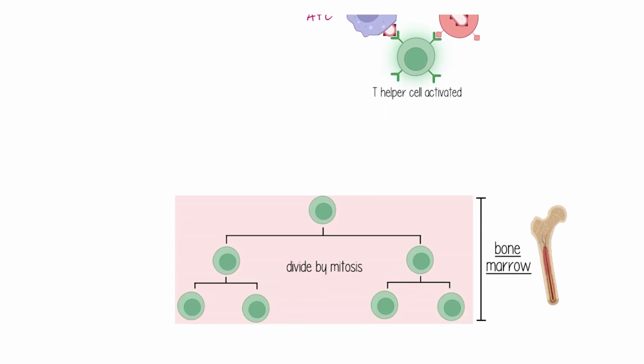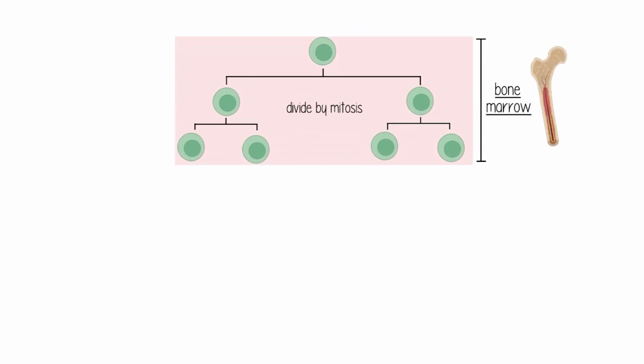Now, as we mentioned, similar to the B cells, the T cells also originate in the bone marrow. Here, you can see that these immature T cells have a large centrally placed nucleus with a thin layer of cytoplasm around it. But as you can see, since they are immature, at this point they don't have any specific surface receptors.